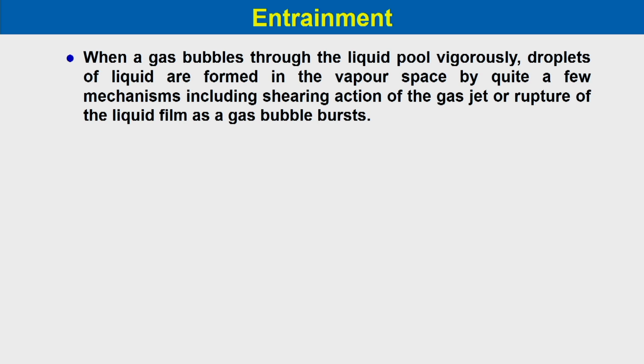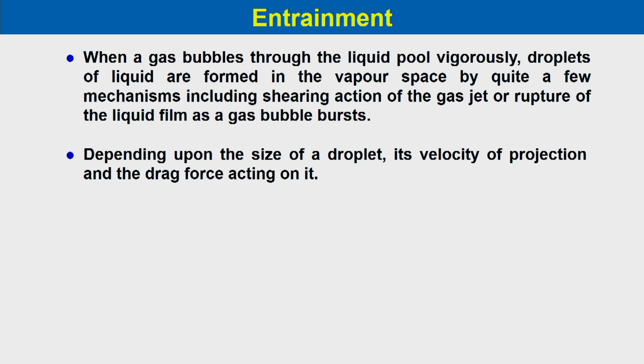Now, entrainment. When a gas bubbles through the liquid pool vigorously, droplets of liquid are formed in the vapor space by quite a few mechanisms, including shearing action of the gas jet or rupture of the liquid film as a gas bubble bursts. So, depending on the size of the droplet, its velocity of projection and the drag force acting on it, this type of action may happen.